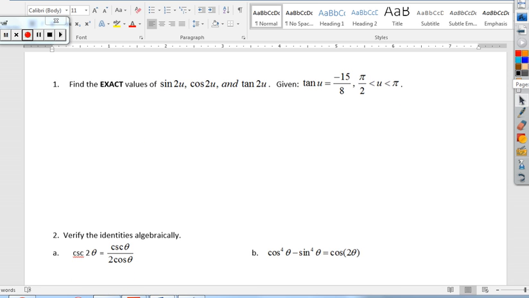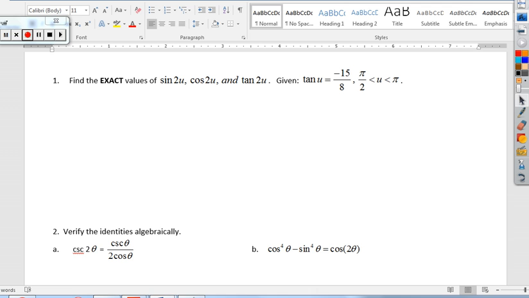Okay, so it tells us to find the exact value of sine of 2u, cosine 2u, and then tangent 2u. And it tells me that the tangent of u is equal to negative 15 over 8, and that we are sitting here in quadrant number 2. What we're going to do is develop our triangle. This will be angle u. Tangent is opposite over adjacent. And again, in quadrant 2, the x is negative, the y is positive. This is a Pythagorean triple, letting us have the hypotenuse at 17.